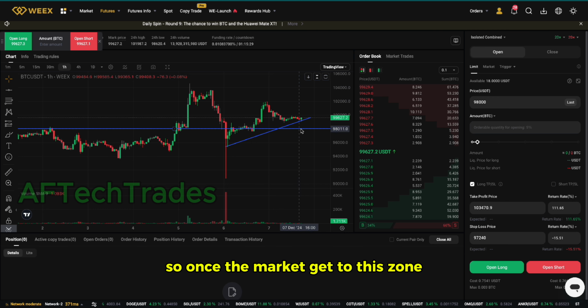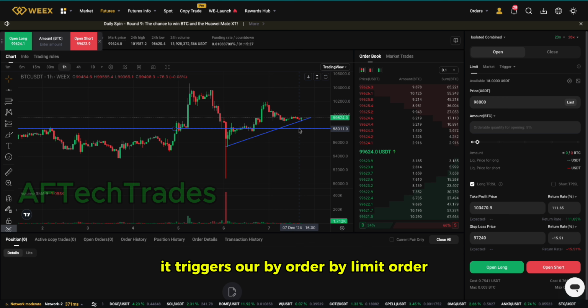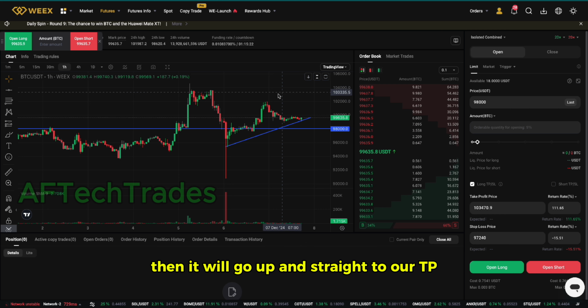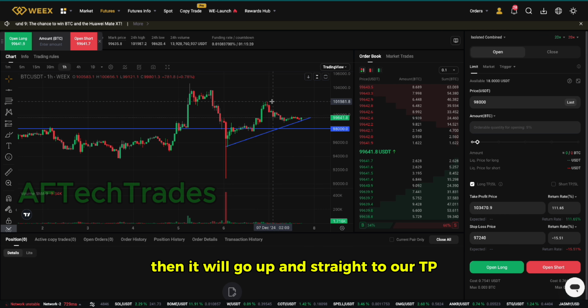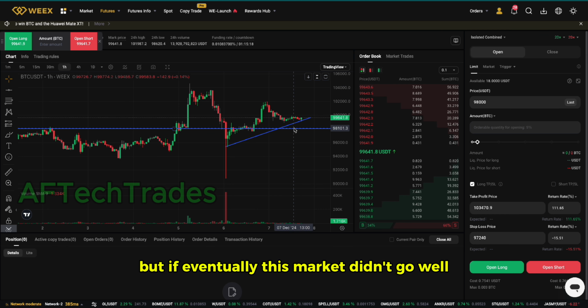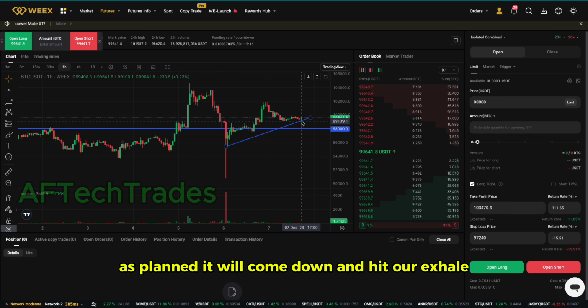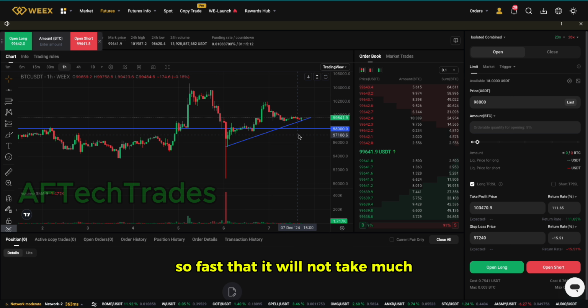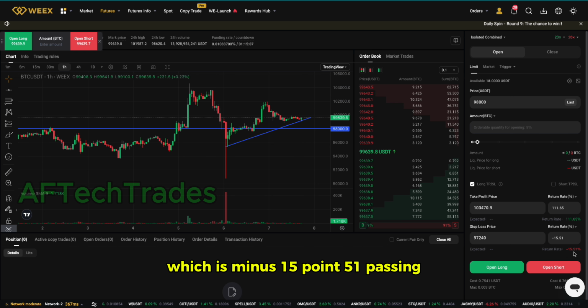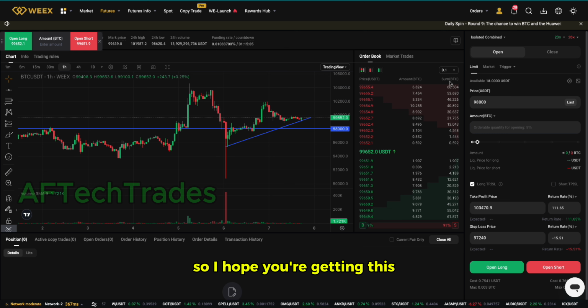So once the market gets to this zone, it triggers our buy limit order, then it will go up straight to our TP where we set our TP. But if eventually this market doesn't go as planned, it will come down and hit our SL so fast, which is minus 15.51%. So I hope you're getting this.